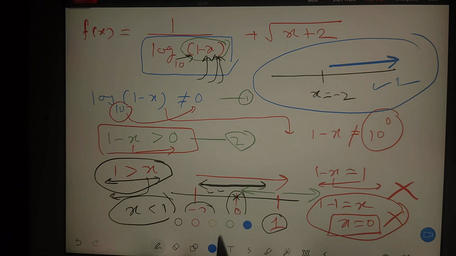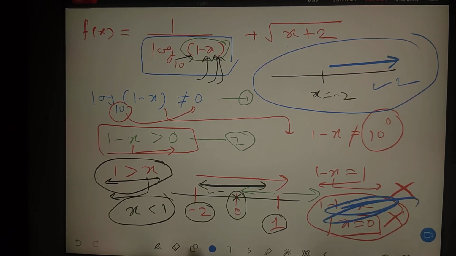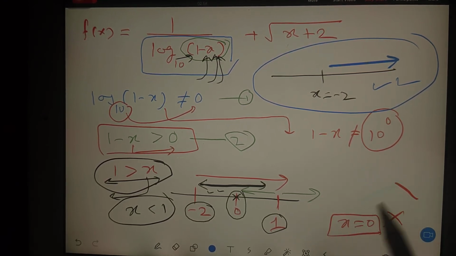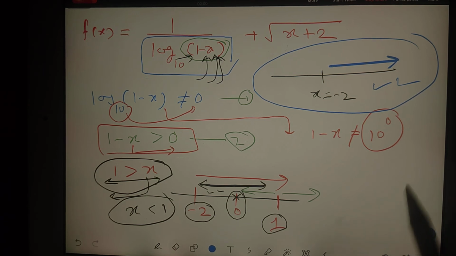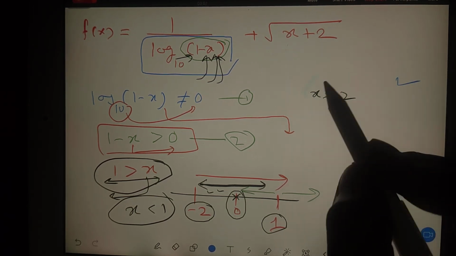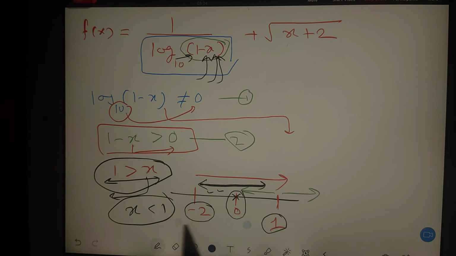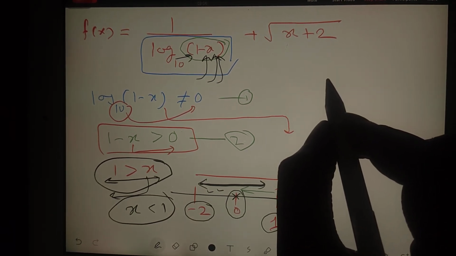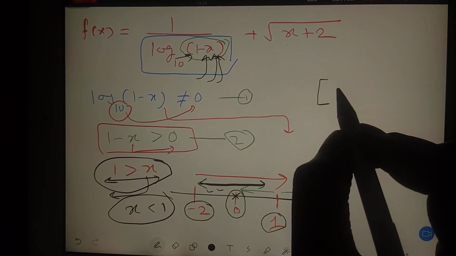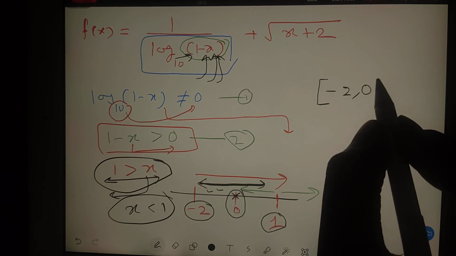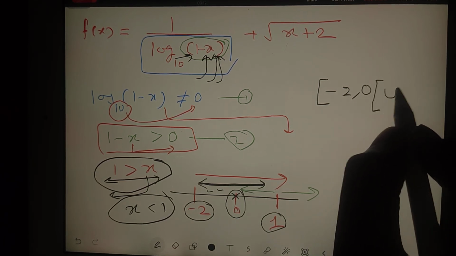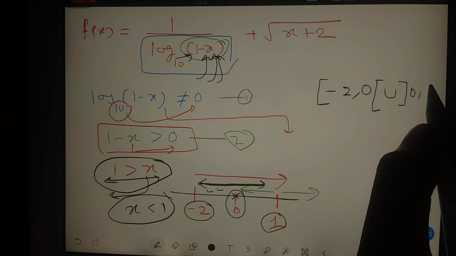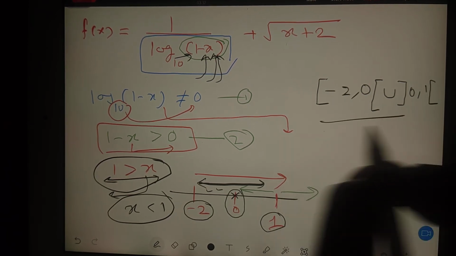So how will I write? I will just erase this part, and I will mention here the answer as: this minus 2 to 0 open interval, union 0 to 1. This will be your final domain.